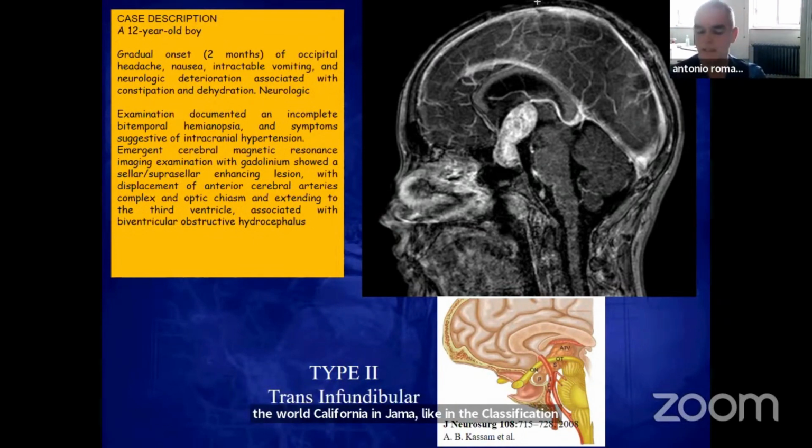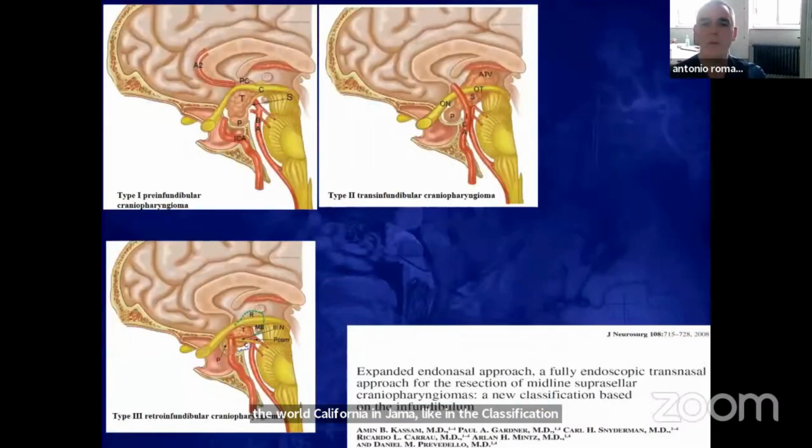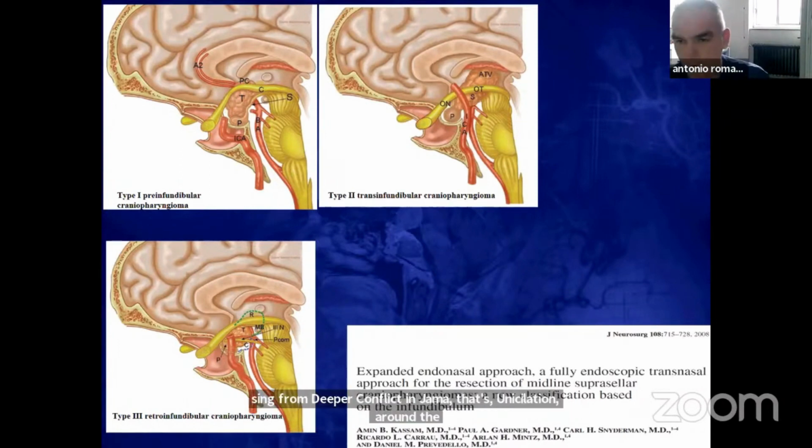I remind you of the classification of craniopharyngioma, very useful from an endoscopic point of view. The type 1 preinfundibular, more common; the type 2 transinfundibular craniopharyngioma, a single lesion around the stalk; the retroinfundibular type 3; and also the type 4, totally intraventricular craniopharyngioma.